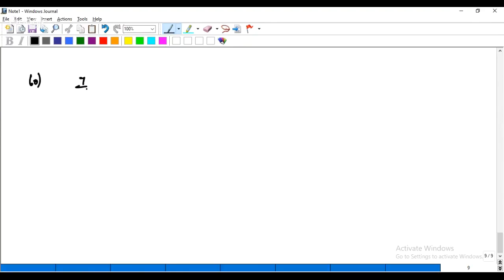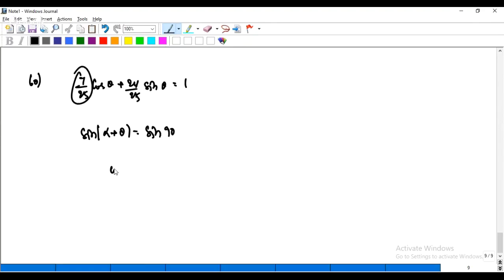You divide the equation by 25. I can say 7 by 25 cos theta plus 24 by 25 sin theta is like a triplet, you can say. If you assume it as sine alpha, so this becomes sine alpha cos theta plus cos alpha sine theta. So it becomes sine of alpha plus theta is equals to sine 90. So theta is equals to 90 minus alpha. Whereas we know sine alpha is equals to 7 by 25. So he's asking you cot theta. Cot theta is nothing but tan alpha.